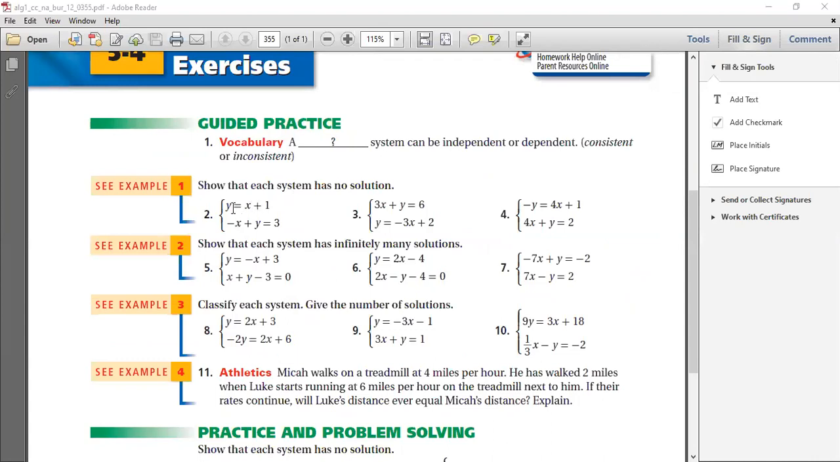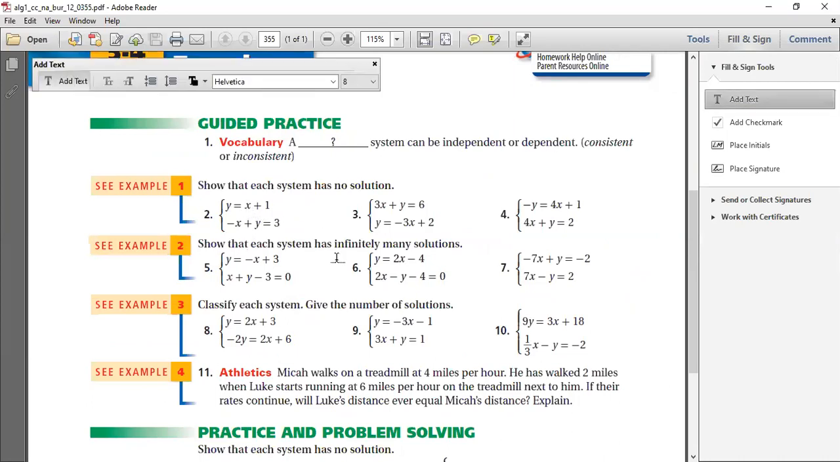Here you have to show that each system has no solution. So let's show that this system has no solution. Already this one is in y equals mx plus b form, so the slope is 1. But the other is not in that form, so let's change it. You can write it as y equals x plus 3, because the x goes to the other side and it becomes 3 minus x. We don't usually write y equals mx plus b in this form, so we change it to y equals x plus 3.